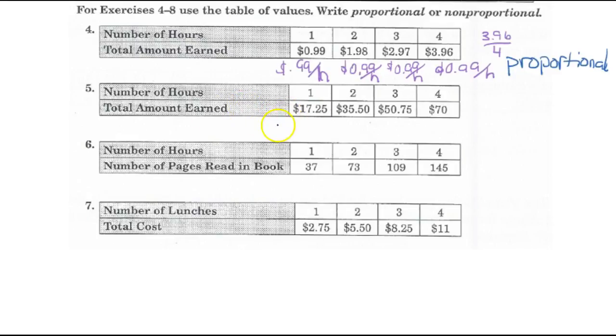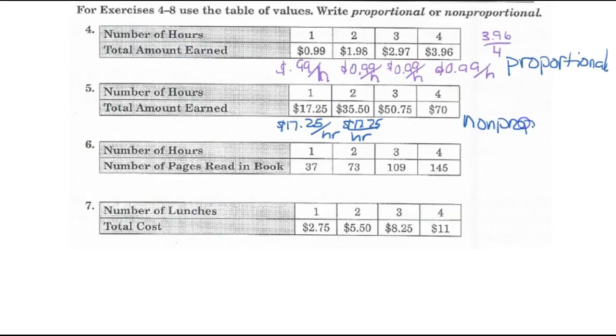So number 5, $17.25 per hour. As a unit rate, this is going to be $17.25 per hour. Next, we have $35.50 divided by 2 hours. I'm going to run out of room, so let me erase that. Just showing you how I'm going to set that up. When you divide that out, that is going to be $17.75 per hour.